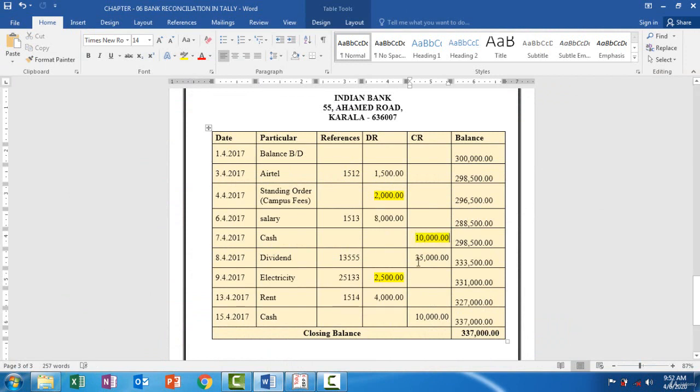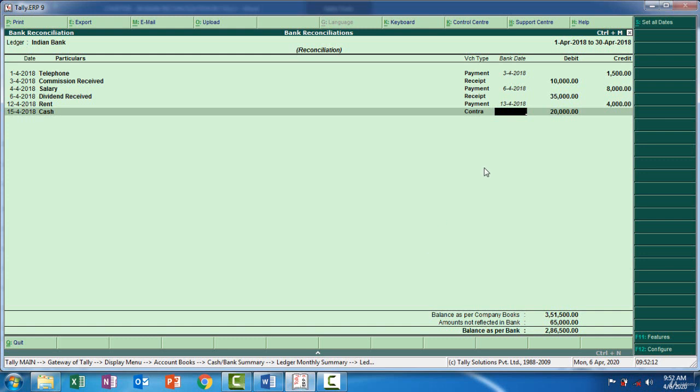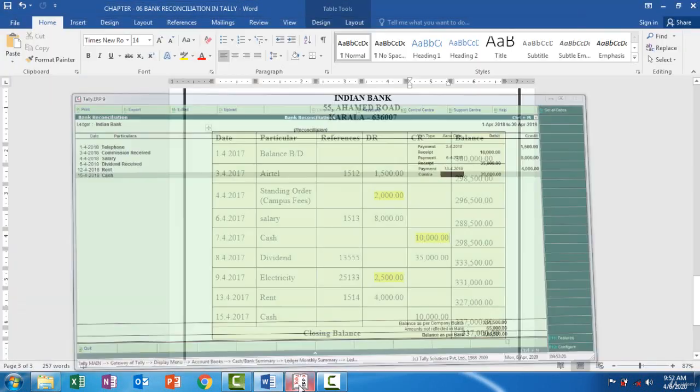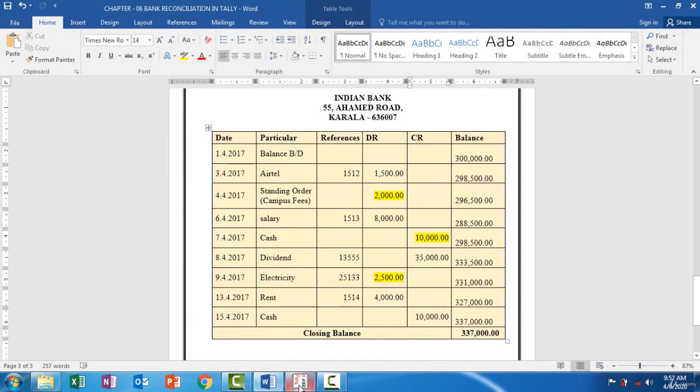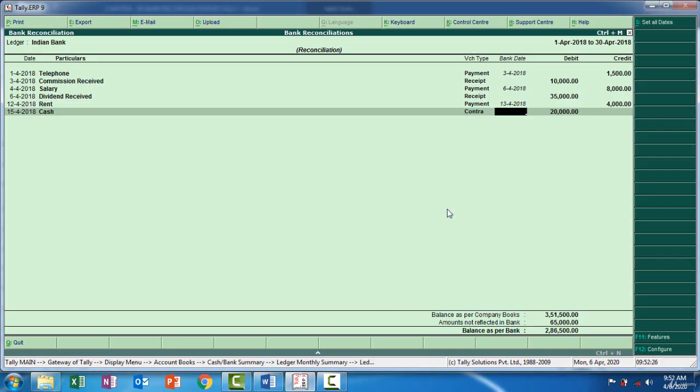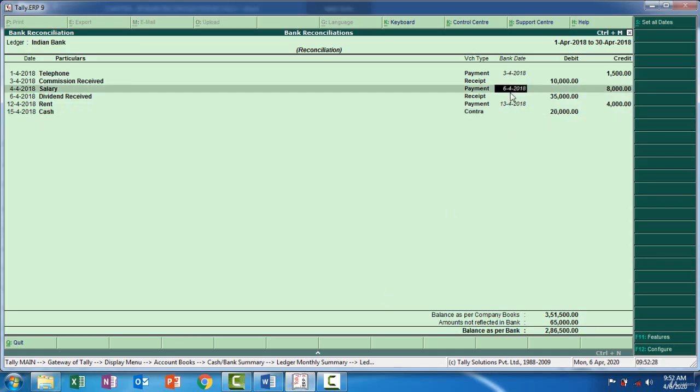The second one is a dividend of 35,000. We collected it on April 8. Here 35,000 is on the debit side, dividend received 6th April, but actually we got this money on 8th April. So I'm going to put the date 8th April.